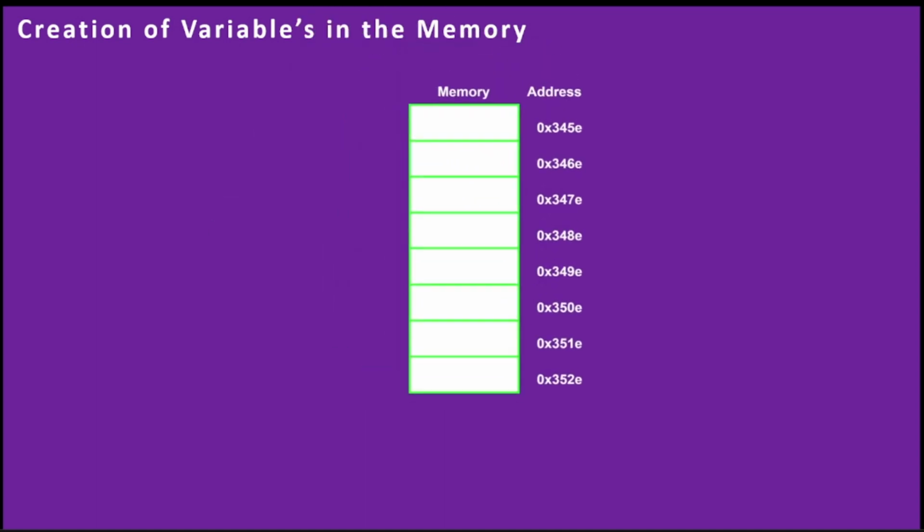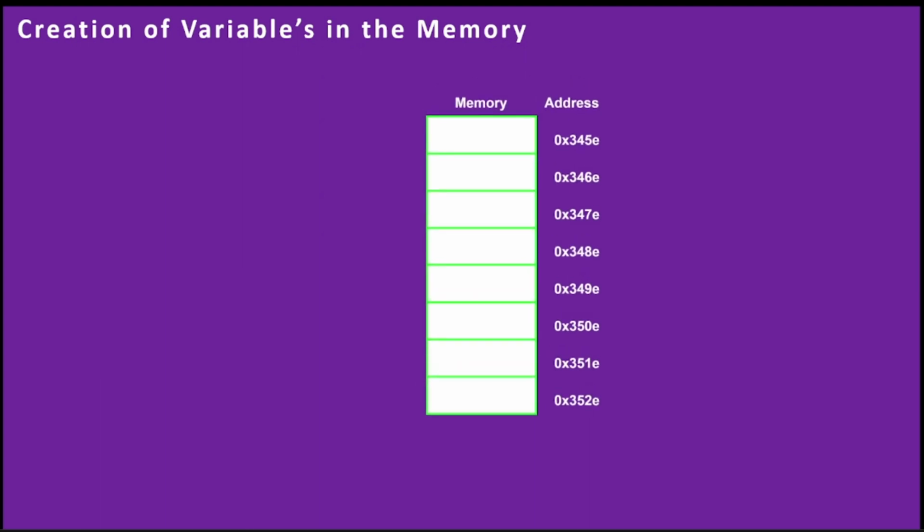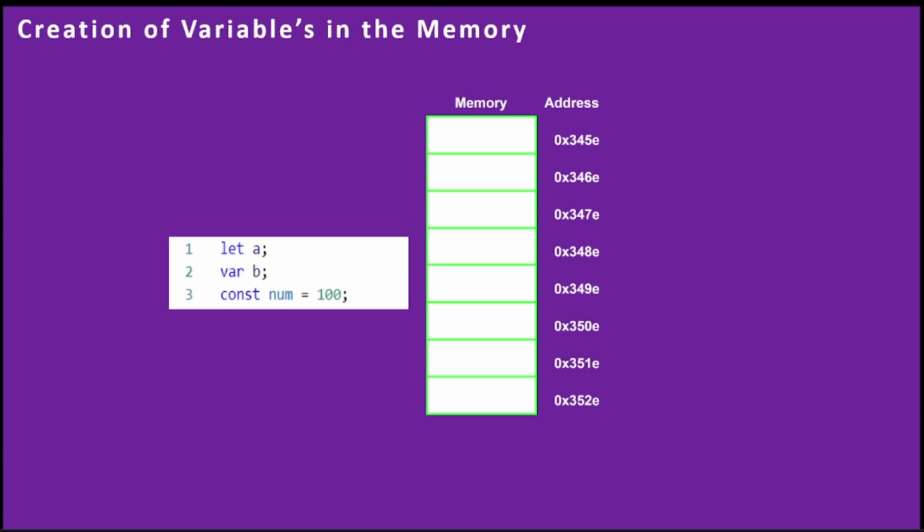Now how do we represent this creation of variables in memory? Let's see that. We have a memory diagram like this. Let's assume this is a memory diagram, and memory has slots like this, and each slot has a different address. Let's take an example of variables a, b and num. We have created three variables by using three different keywords available in JavaScript.